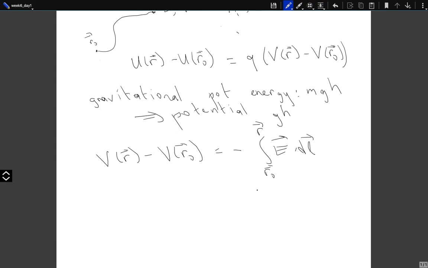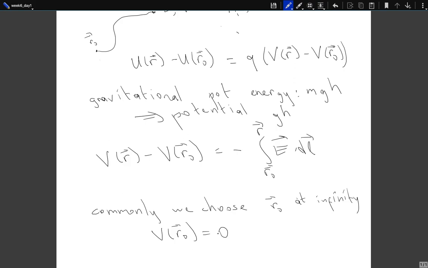Most commonly, we choose R0 to be at infinity, and V of R0 to be just 0. This choice doesn't always work, but when it works, we always set V of R0 to be 0.